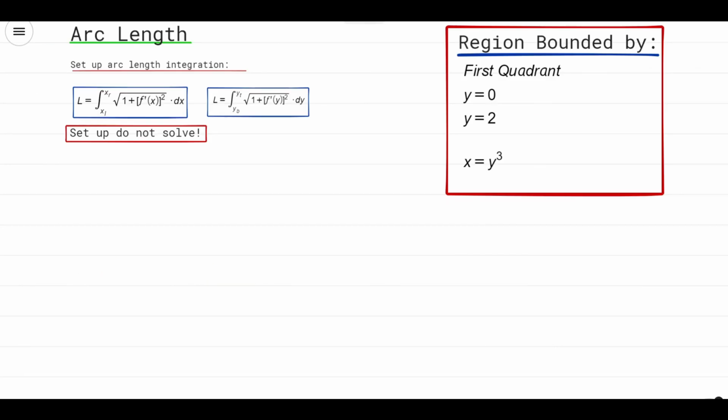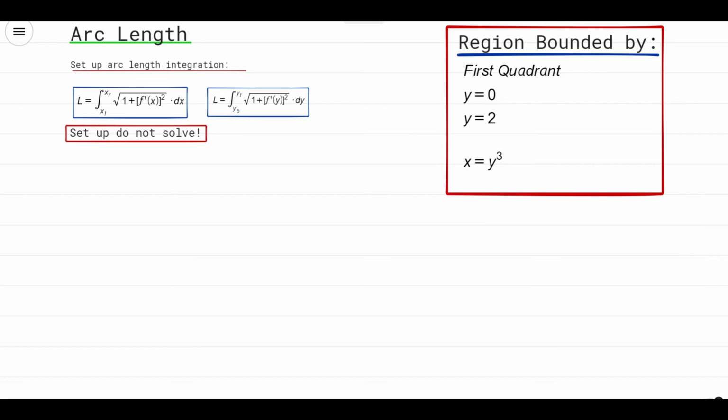In this example, we're given a region bounded by the first quadrant, y equals 0, y equals 2, and x equals y cubed. One thing I do want you to notice is that we are instructed to set up the arc length integration, but we are instructed not to solve it. Why is that? You'll find out. But basically, sometimes problems are "set up, do not solve" type problems.